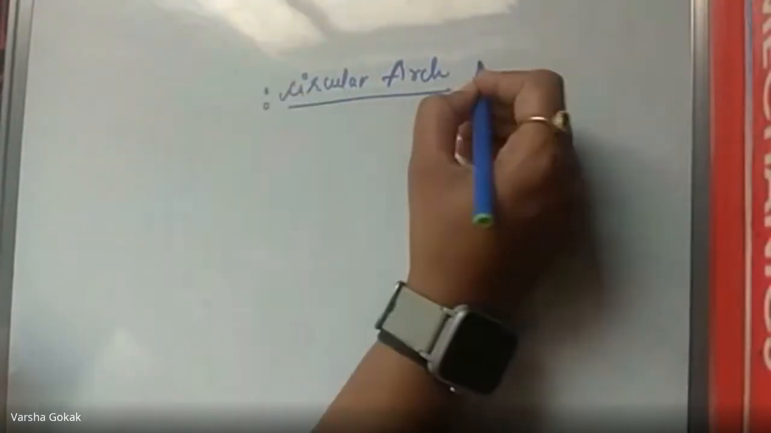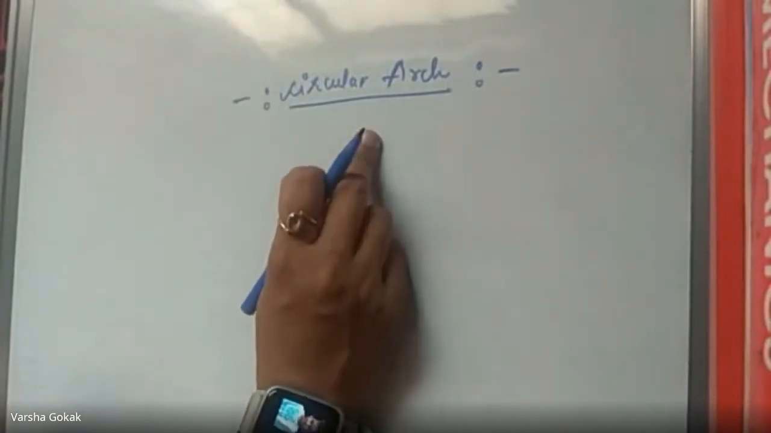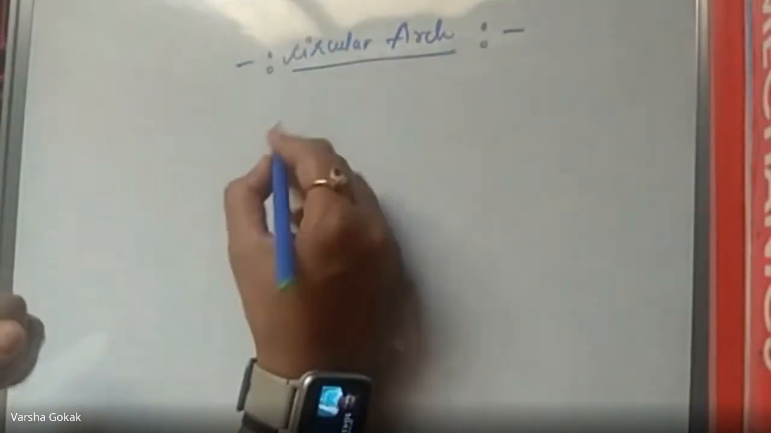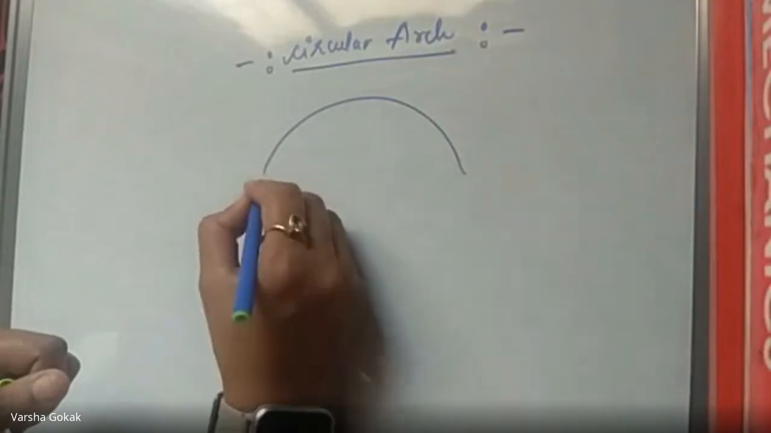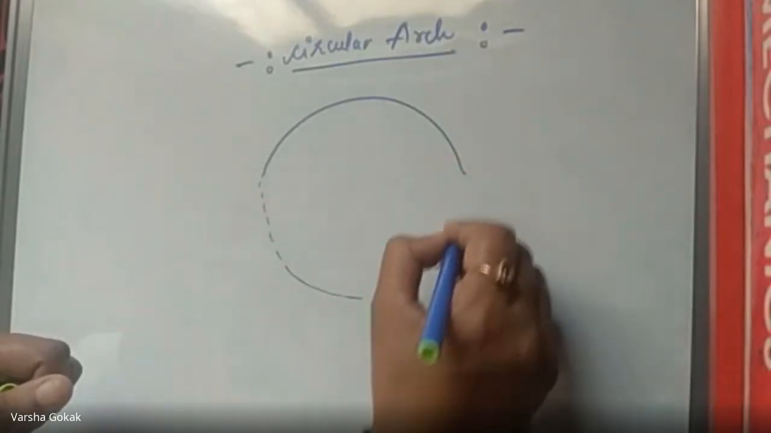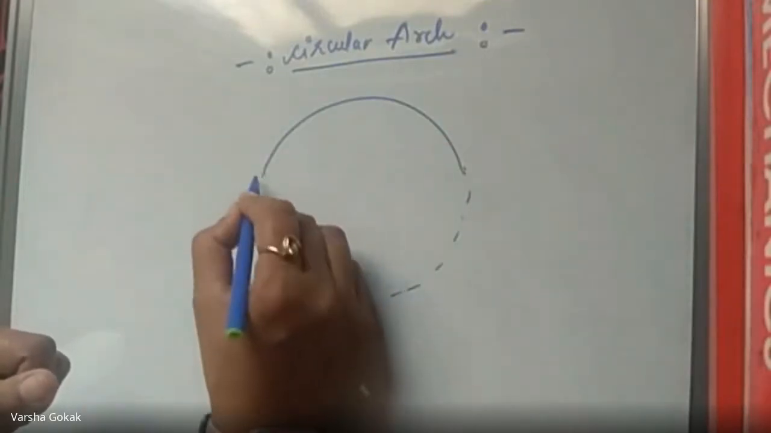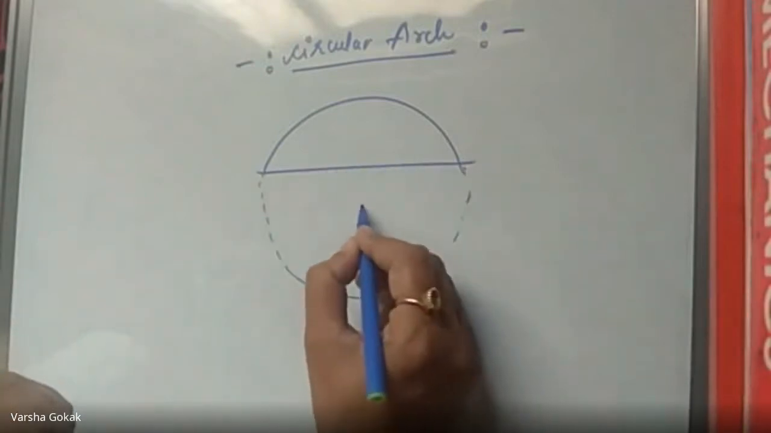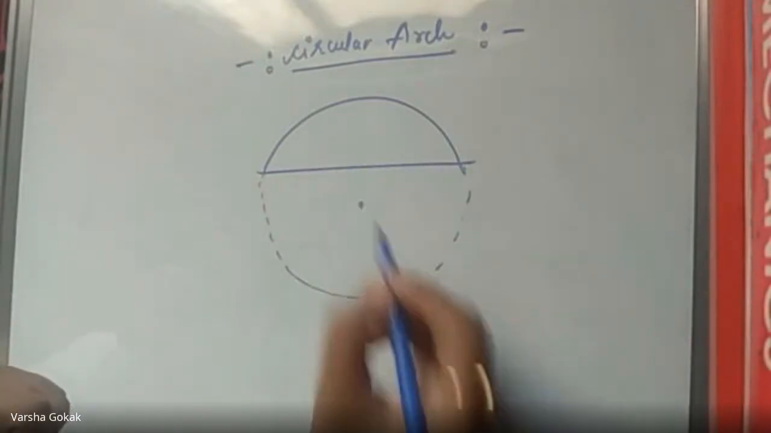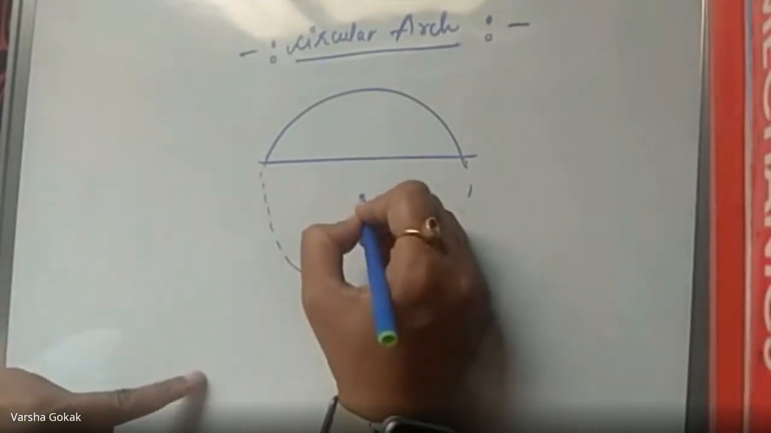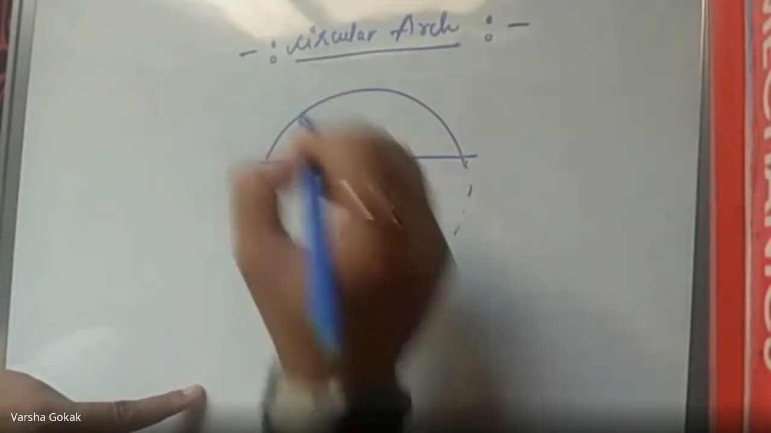Okay. So we will be dealing with circular arches. Briefly, I will explain what is a circular arch. When you have an arch like this, and it's basically forming a circle, right? This part is the arch. So the circle is going to have a center of the circle, correct? And from the center, this would be the radius.